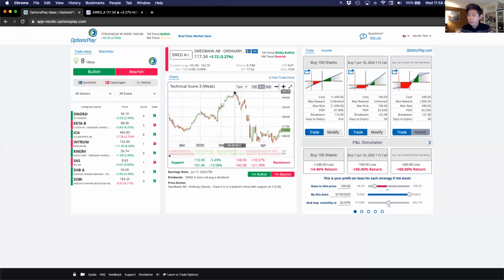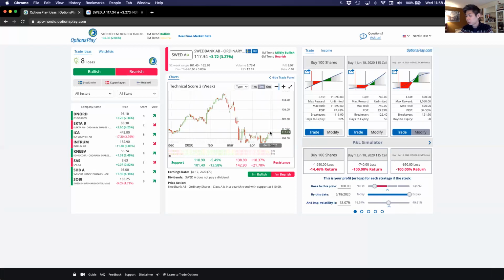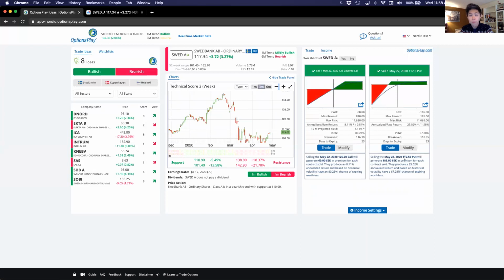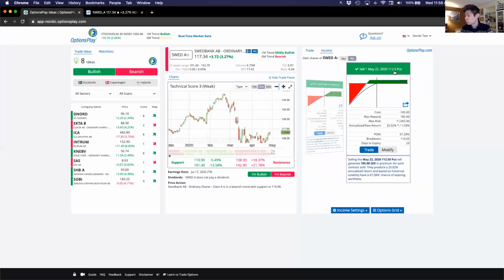So if you think that back in February this was a good purchase, you certainly might think that buying it at 113 is a much better price to enter the stock at. So that's really where we can look at selling put options on this particular trade. Selling put options, I can sell a May 22nd 112.5 put option and collect 185 crowns here. That's a discount on the stock purchase of 1.5%.